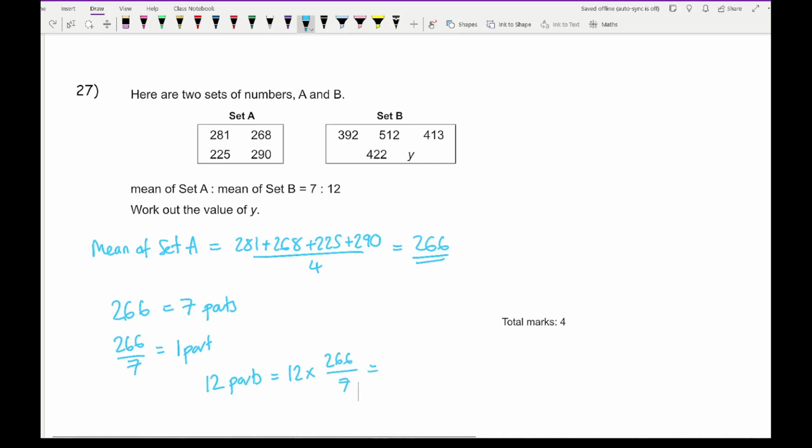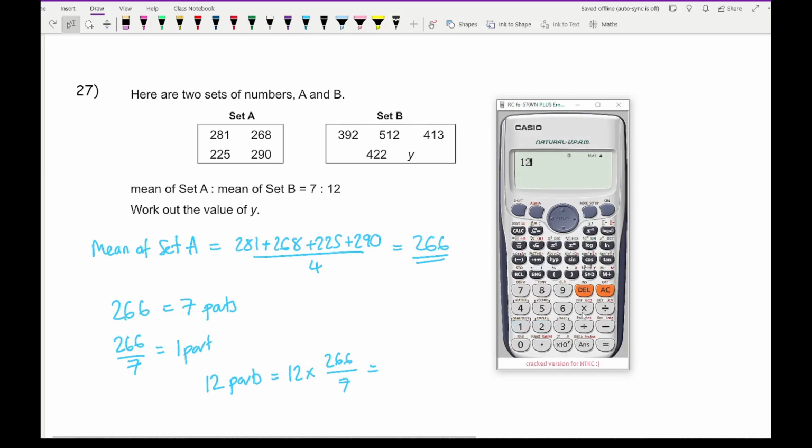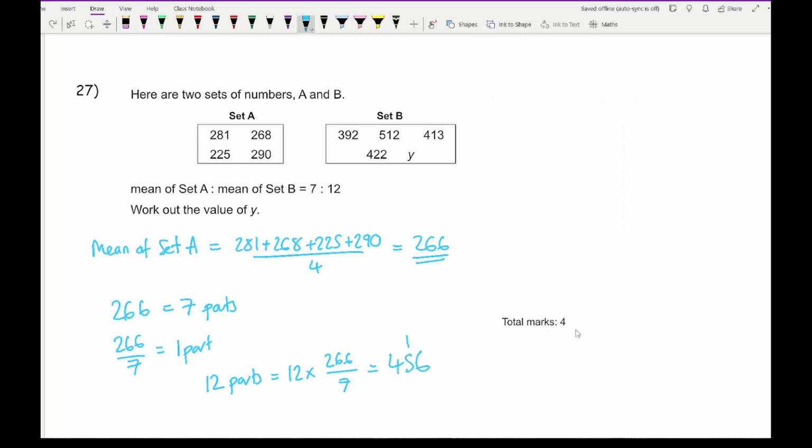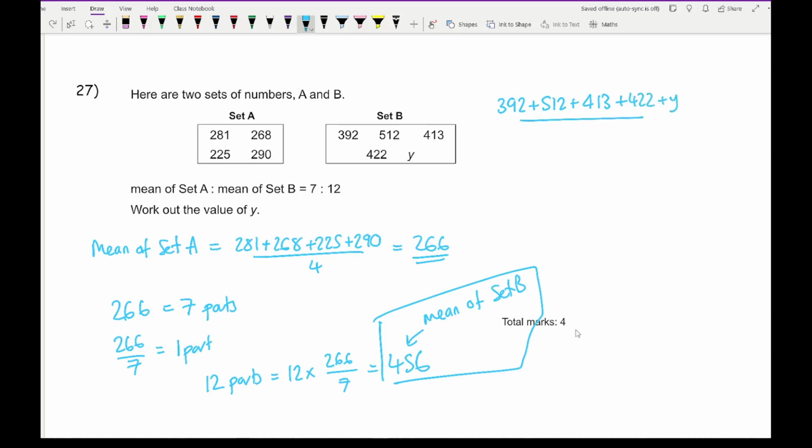And if I type that into my calculator, so 12 times 266 over 7 equals 456. Now what this 456 is, that is the mean of set B. Put a little box around that. Now for this, what we need to do to work out the mean, well, I add up all of these numbers, including the y, and I divide that by 5, and the answer is going to be 456.